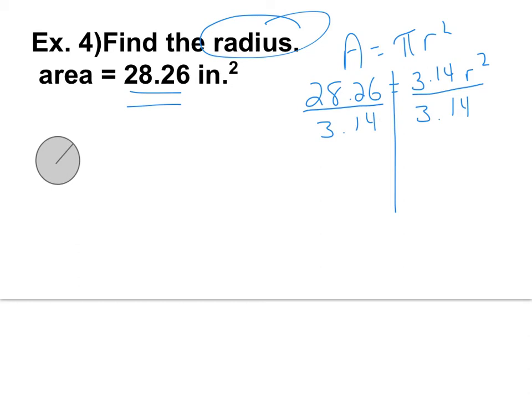Let's pause for a minute and use our calculators. Okay, so that means this comes out to 9, and then we're left with r squared. And remember, the way we undo squaring is by square rooting. So we're going to square root both sides. So we end up with our radius is equal to 3. Okay, try a couple more.